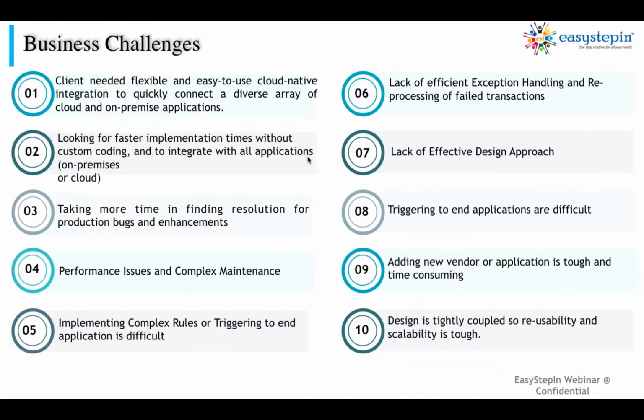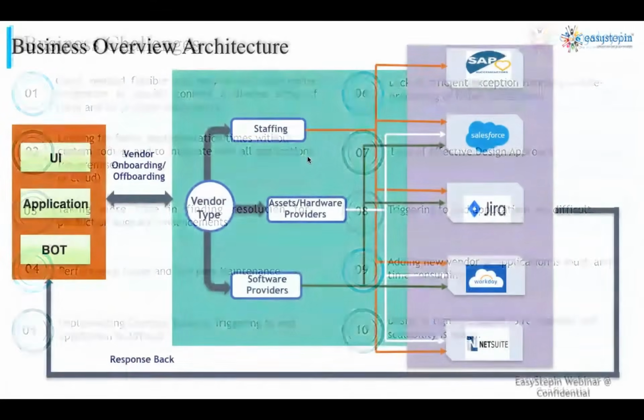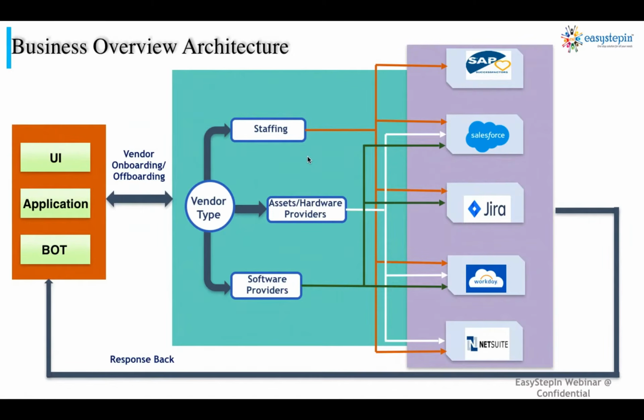Right? So the challenges in the existing solution is that there is no unified solution to manage data across all the various end applications. Adding and removing a vendor was very difficult. There was no effective error handling for all the failed transactions. The execution time was very high, and there were also data synchronization issues. So we at EasyStepIn have proposed a unified solution using DELL Boomi. Let's now see the architecture diagram.